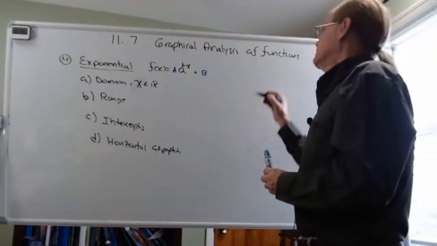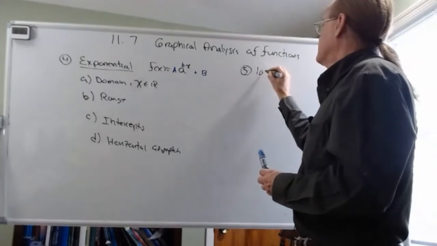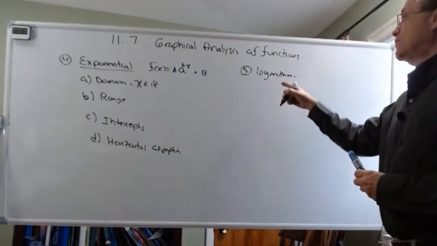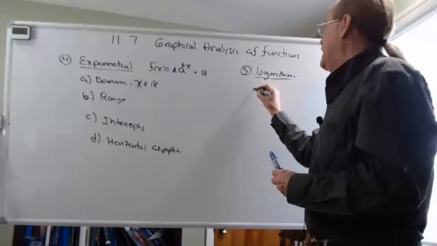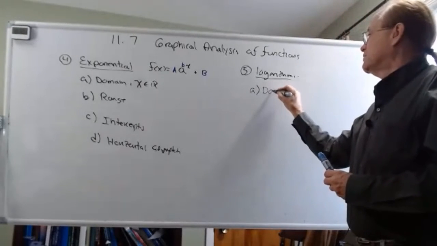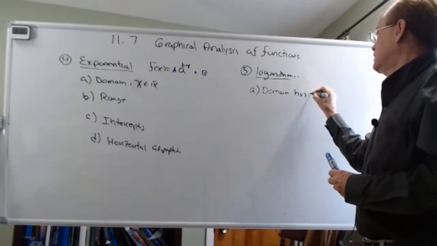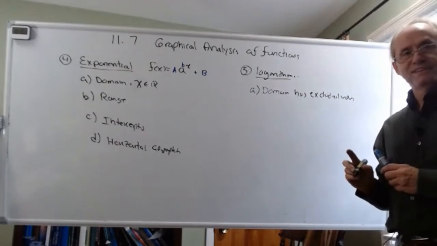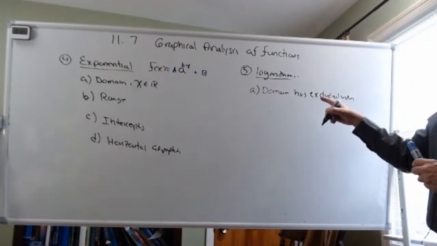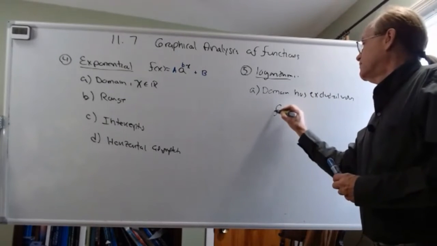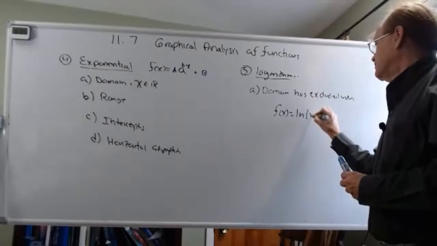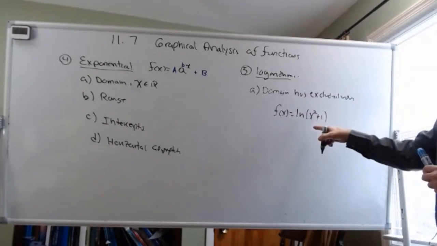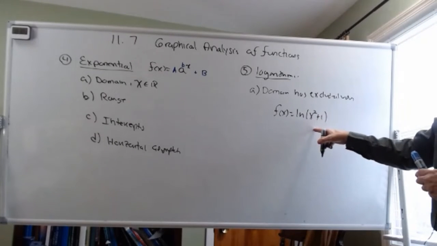And the last big class of functions we looked at was the logarithmic functions. Now, these also have the same questions. The domain becomes a problem. So the domain has excluded values, most of the time. Now, there are rare occasions where they don't. For example, say f of x looks like this. Take the natural log of x squared plus 1. I can put any value into that logarithmic function. Doesn't matter what I put in here.